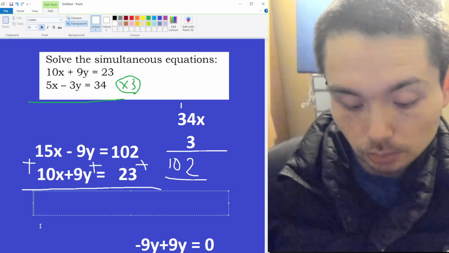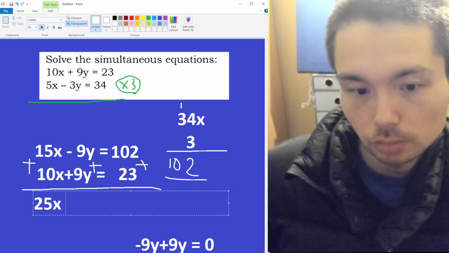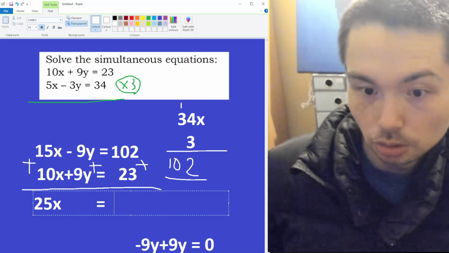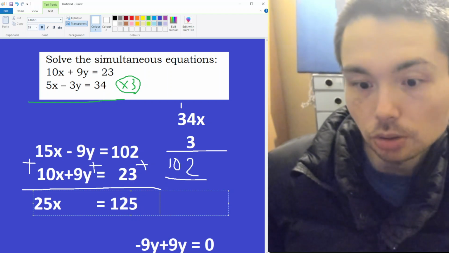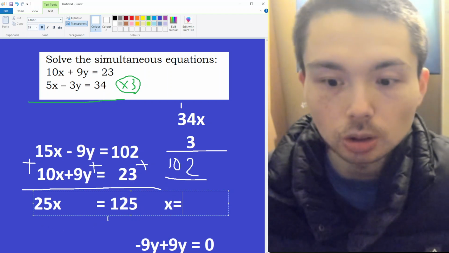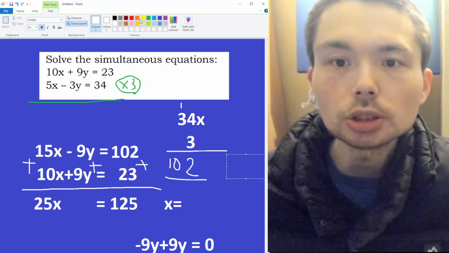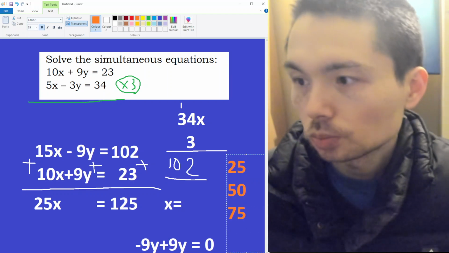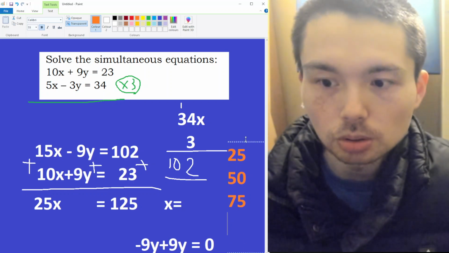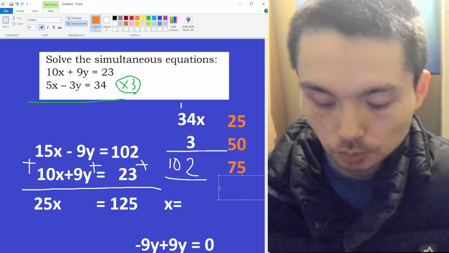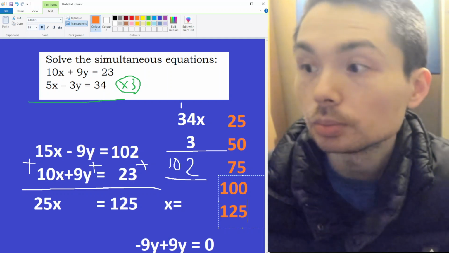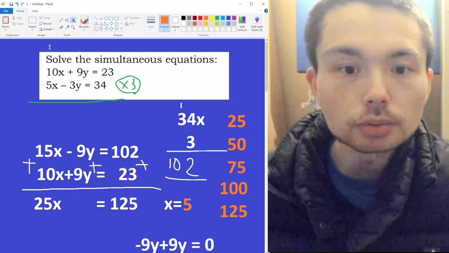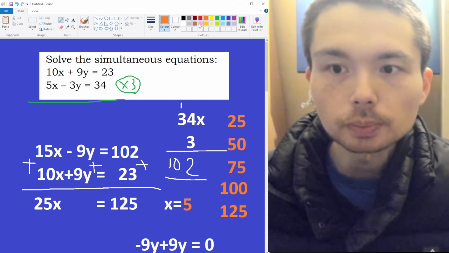Let's add everything. 15x plus 10x is 25x. Then you need to add the other side. 102 plus 23 is 125. And then you solve it. X equals what? Go up your 25 times table until you reach 125. How many times is that? 5. X equals 5. Done. That's part 1.